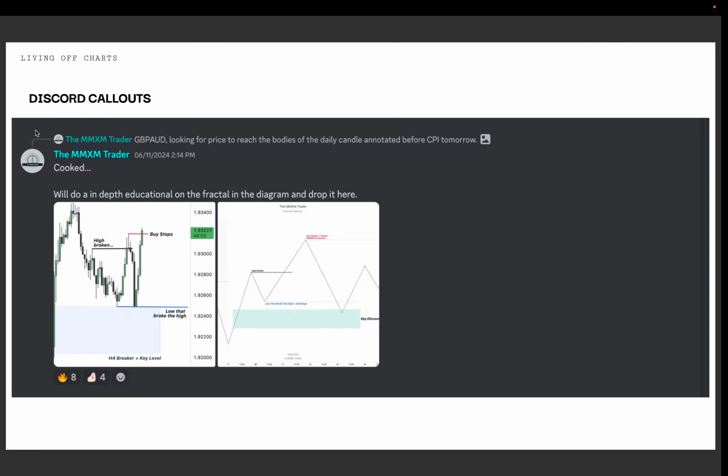Lastly, here's an example from the Discord group where I called this trade out, and we cooked this GBP AUD trade here. I kind of forgot to add this example where I called the trade, but anyway, we have a high broken here. There's a key level, H4 breaker, it's in discount. We break the high here, then we run back for the low here, and then straight up candles to this high. Low resistance liquidity here, easy move here. And this was obviously, as I mentioned, called in the Discord group.